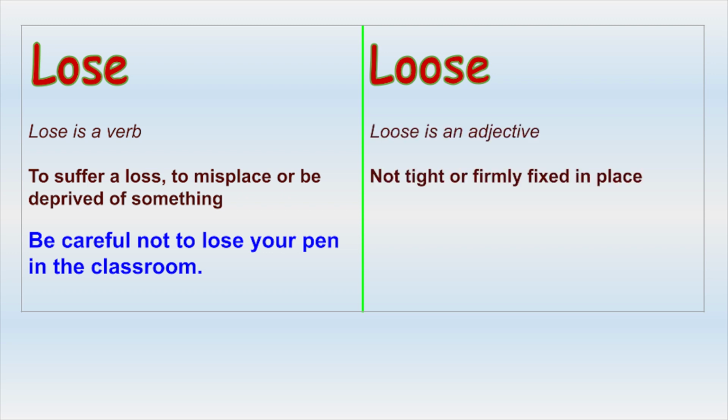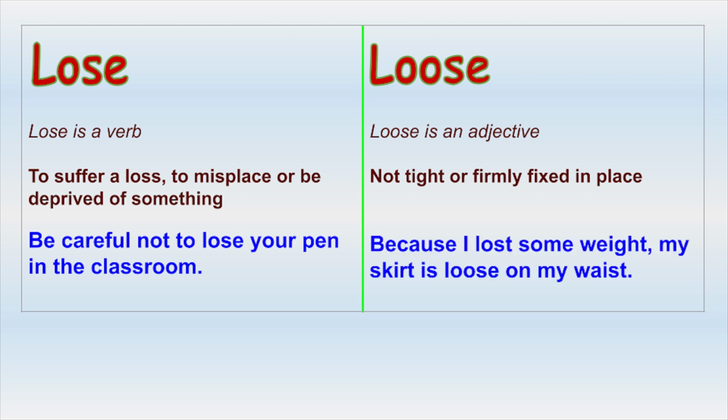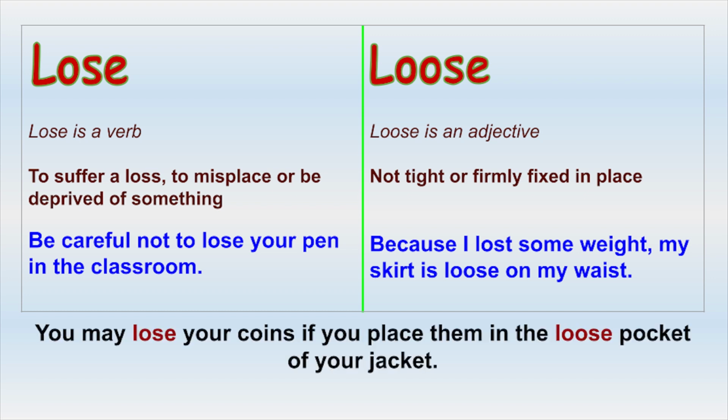Loose is pronounced as if it has 1 O with an S sound at the end. Loose. Loose means not tight or firmly fixed in place. Because I lost some weight, my skirt is loose on my waist. This means my skirt is not fitted firmly on my waist. It is not tight. Let's use both words in a sentence. You may lose your coins if you place them in the loose pocket of your jacket.